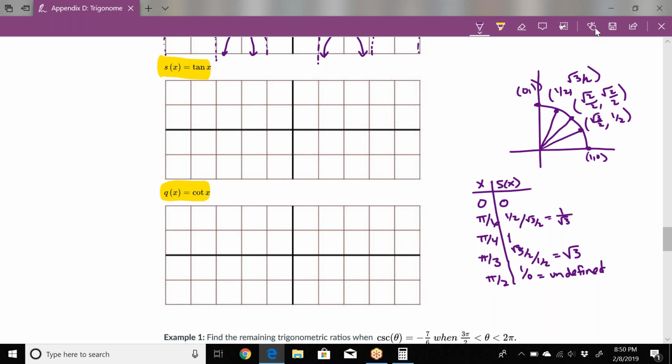So when we plot the first part of tangent, we see that this is 0, 0, pi over 6, 1 over square root of 3. It's kind of close to that. Then we get to 1 and then square root of 3. And then we have this asymptote. And what happens is that tangent is an odd function, so we end up getting kind of a mirror image on the other side, but it's heading towards negative infinity. And that's just because of the signs of the ratios.